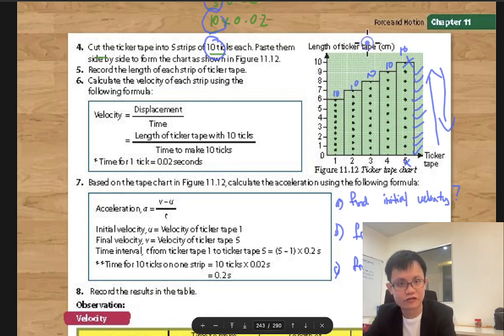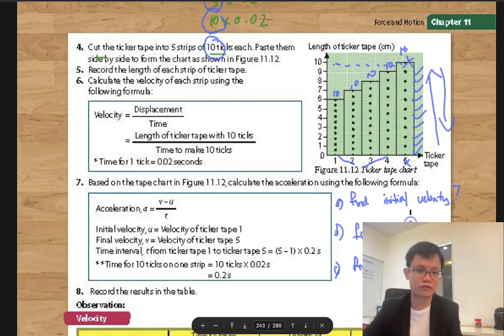Assuming this graph is the question, this one is 10 if I'm not mistaken. Assuming the most top part is 10. First question, find initial velocity. Second, find final velocity. Third, find acceleration. So you can pause this video and try to do this question. I'm sure it will help you in your exam.